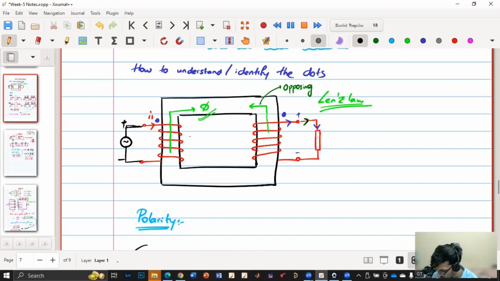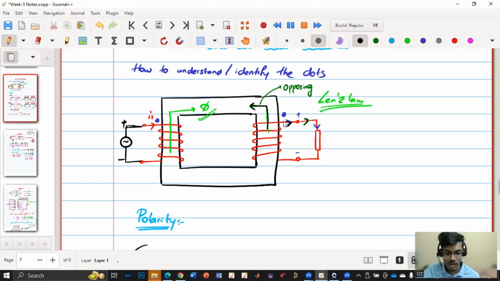If the current is flowing in this direction, then the flux will be like this. So from there, we got the dot convention. So that is where the opposition is coming. So if it is given how the wire is wound, then you can get the dot convention.